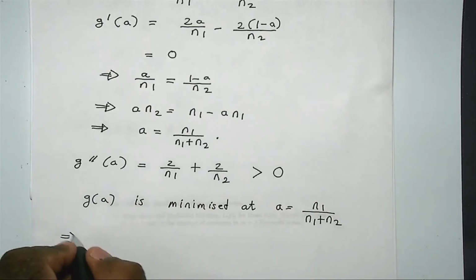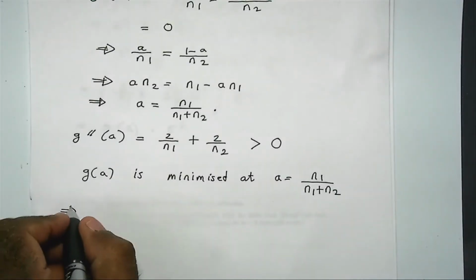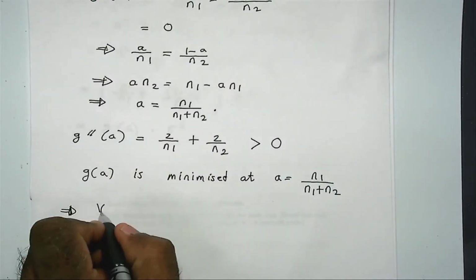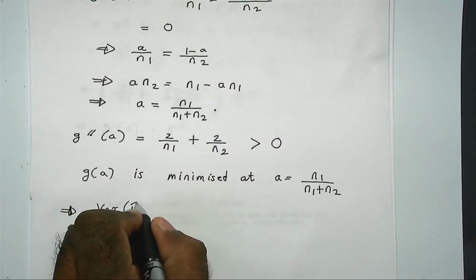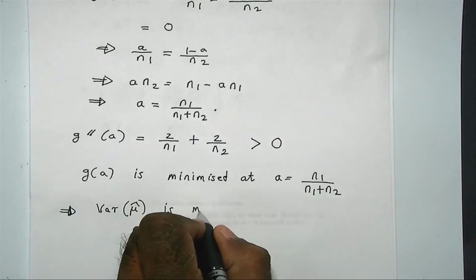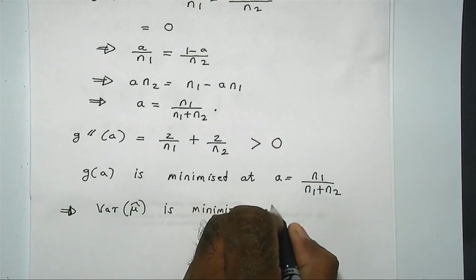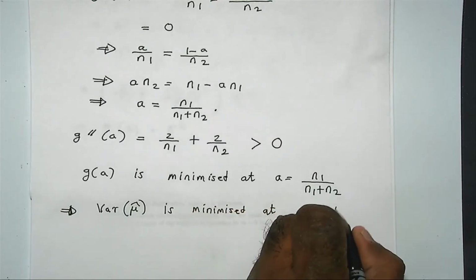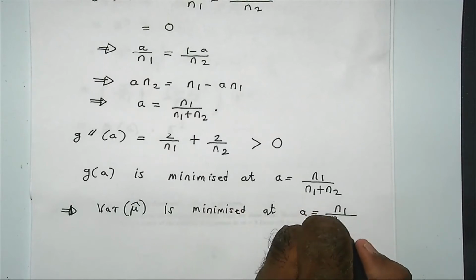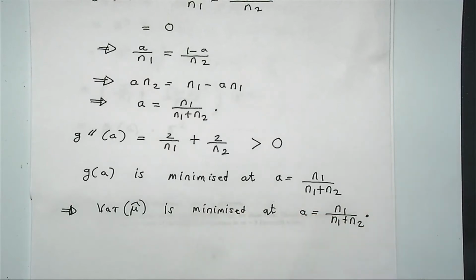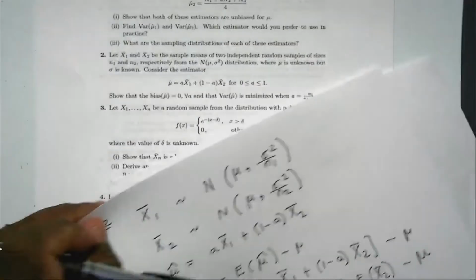And this implies that the variance, because remember the variance is g of a times sigma squared, so hence the variance of mu hat is minimized at a equal to n1 divided by n1 plus n2. Alright, so this completes question 2 of tutorial sheet 8.